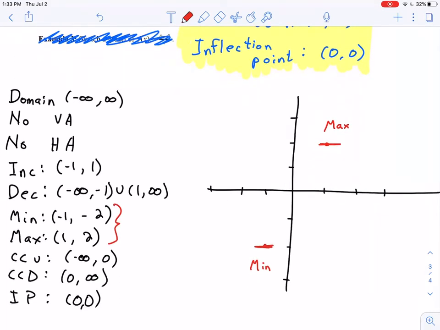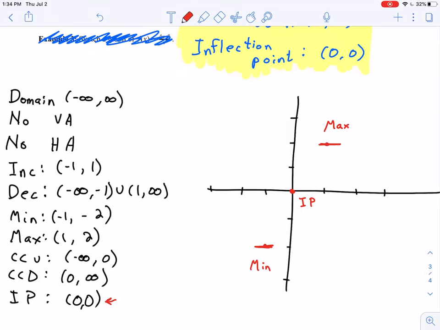Concave up and concave down. I'm actually going to come back to those in just a second here. But I'm going to look at inflection points. I think that's the other thing that I would definitely plot right away. I have an inflection point right here at (0, 0), and I'm just going to make a note that that's an inflection point.